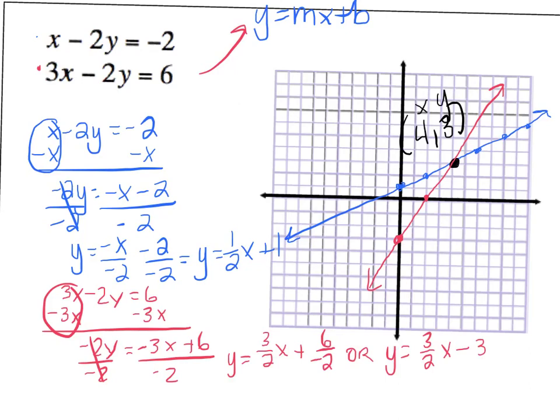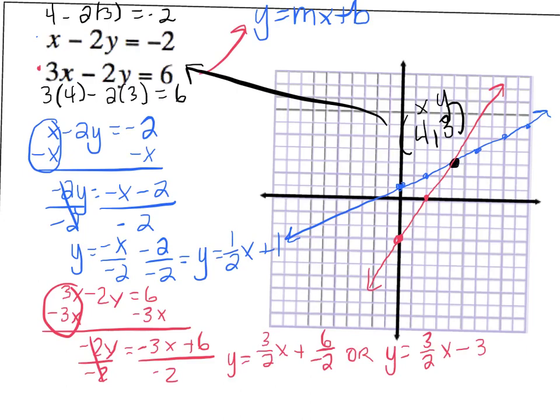There's my x, there's my y. You know how to check your work. Plug them in. 4 minus 2 times 3, and check if that equals negative 2. We've got 3 times 4 minus 2 times 3, and see if that equals 6.